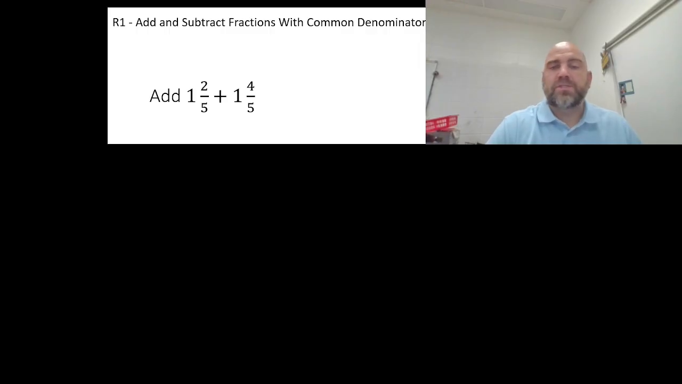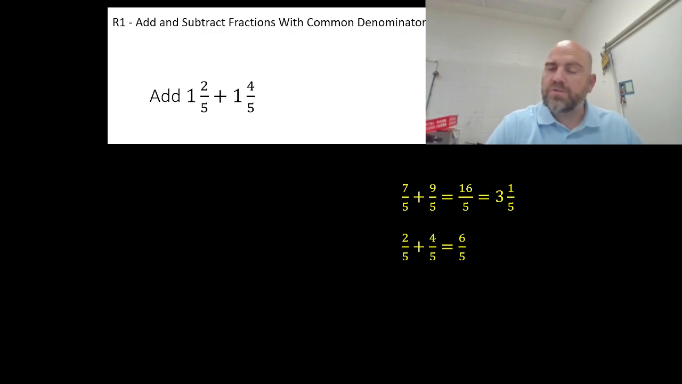Now again, we could change these into improper fractions, add them together, and we're going to get our answer of 16/5, which we can make into a mixed number of 3 1/5. But if you like to just add mixed numbers, again, start with the fractions. 2/5 plus 4/5 equals 6/5. Now you'll notice that that happens to be an improper fraction. Now we don't want improper fractions when it comes to a mixed number, so we actually have to switch this back into a mixed number, and it becomes 1 1/5.